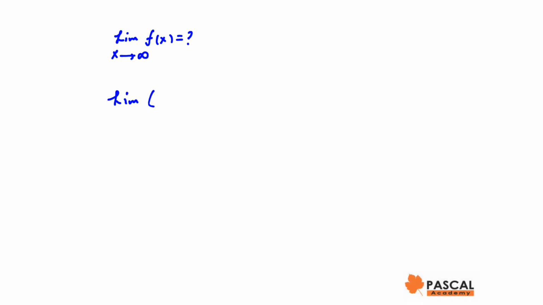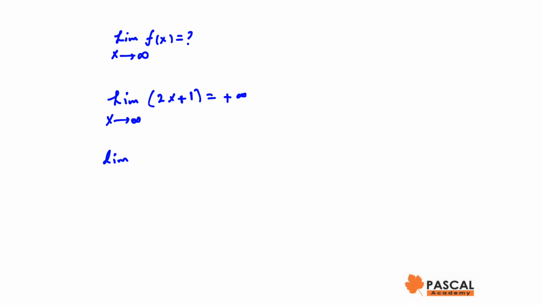What is the limit of 2x plus 1 as x approaches infinity? When x approaches positive infinity, 2x plus 1 approaches positive infinity. When x is getting bigger and bigger, 2x plus 1 is getting bigger and bigger.